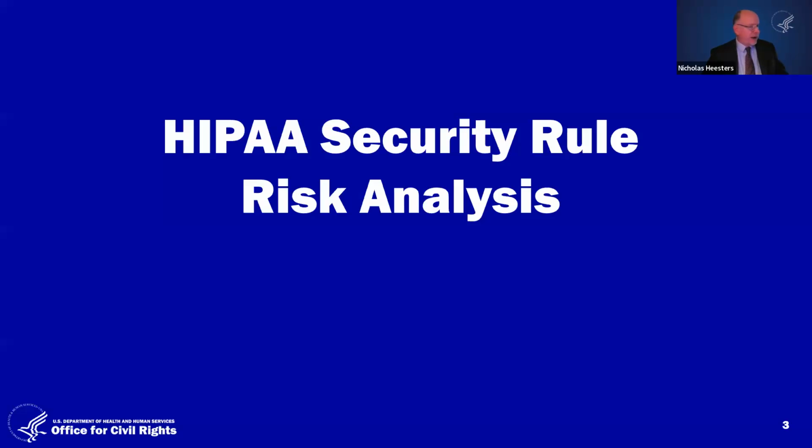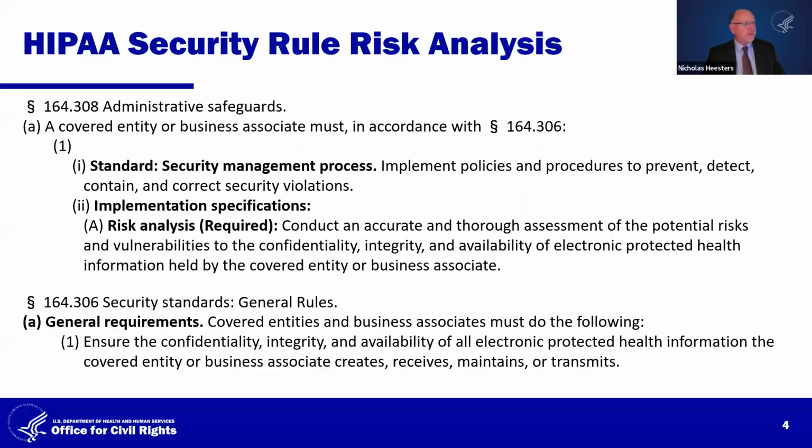Okay, so first, we're going to talk about the HIPAA Security Rule risk analysis in general. So the risk analysis is an administrative safeguard. As part of the HIPAA rules in section 164.308, the administrative safeguards begin with a covered entity or business associate must, in accordance with section 164.306, do the following: the standards and specifications of the administrative safeguards.